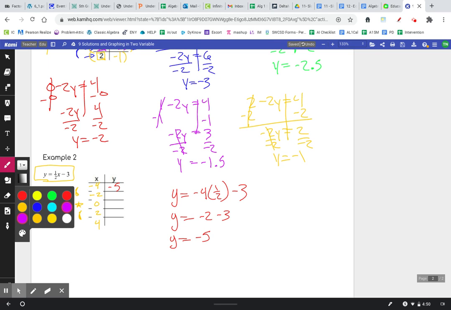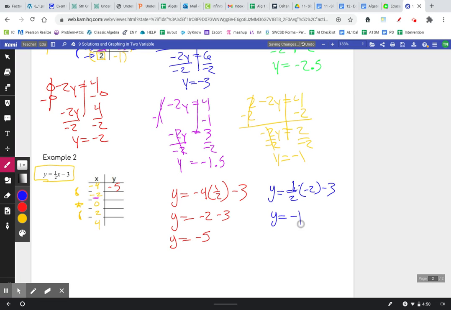Let's go with the blue. The next value I'm plugging in is -2 right here. Whoops, that's not blue, that's purple. Let's switch that back. There we go. So let's plug in -2. I get y equals -4. Oh, I completely just made that last one up. No, I didn't, that's right. I didn't write them in the right order. Let's fix that. 1/2 times -2 minus 3. Well, what's 1/2 of -2? That's -1. And -1 minus 3 is -4. So let's plug in a -4 here.